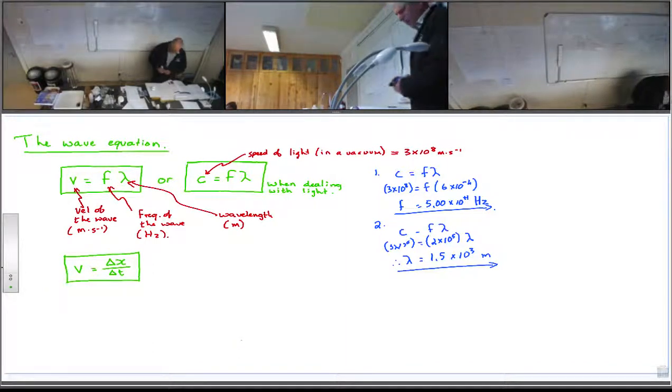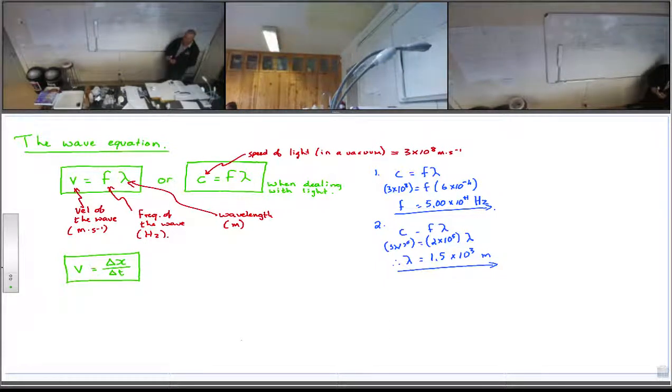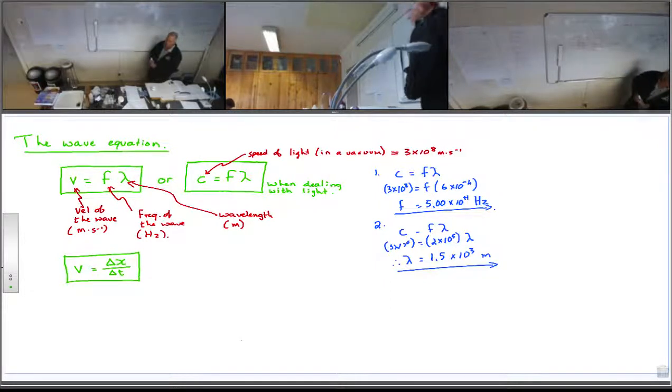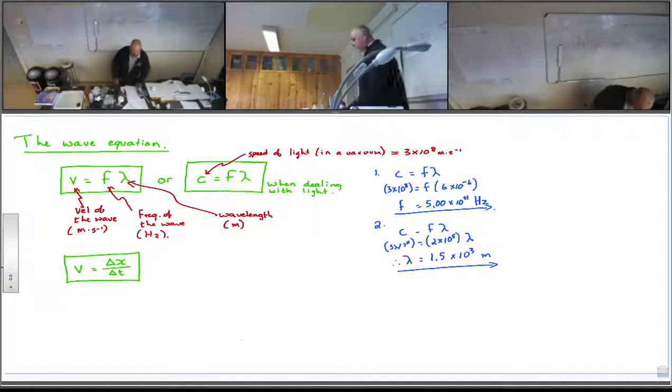Number 3, light has a period of 2,5 times 10 to the minus 7 seconds. Calculate the wavelength. Remember that tau equals 1 over frequency. Now, can anyone tell me what do we mean by the period of a wave? What do we mean by the frequency of a wave? In a second. How many waves pass a point in a second?